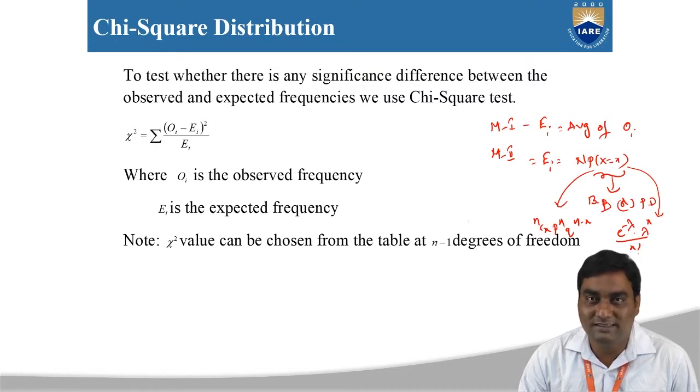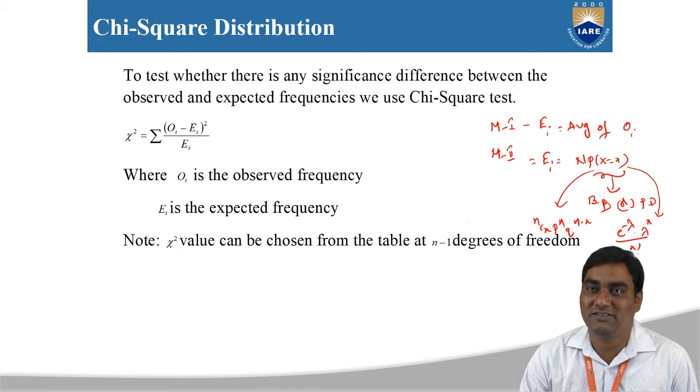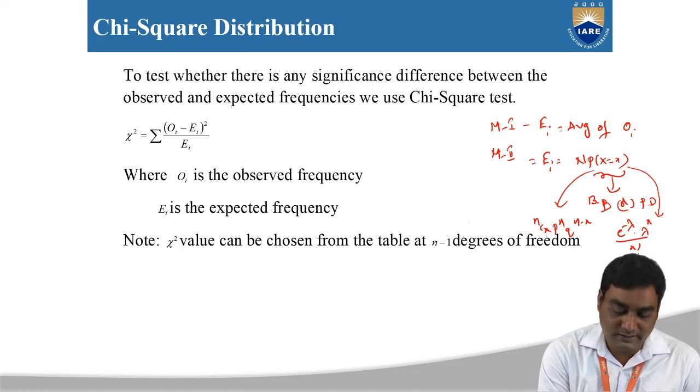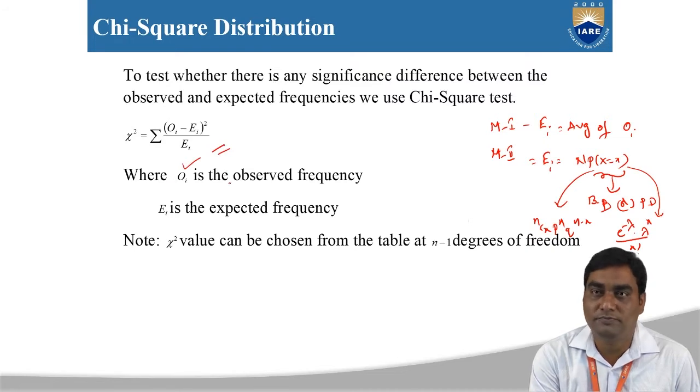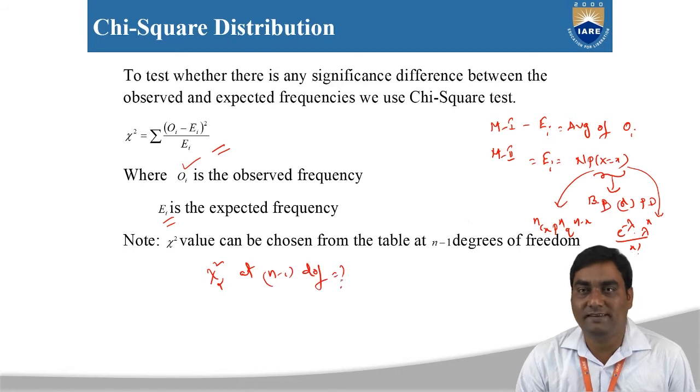Now we are going to discuss method 3 in chi-square test. The formula is the same, that is chi-square equal to sigma (Oi minus Ei) whole square by Ei, where observed frequencies we get from the problem and expected frequencies we should find by using the method 3 concept. We'll discuss later what the procedure for expected frequency is. And in the final step, chi-square alpha we can choose at n minus 1 degrees of freedom from the chi-square distribution table that we discussed in the previous session.